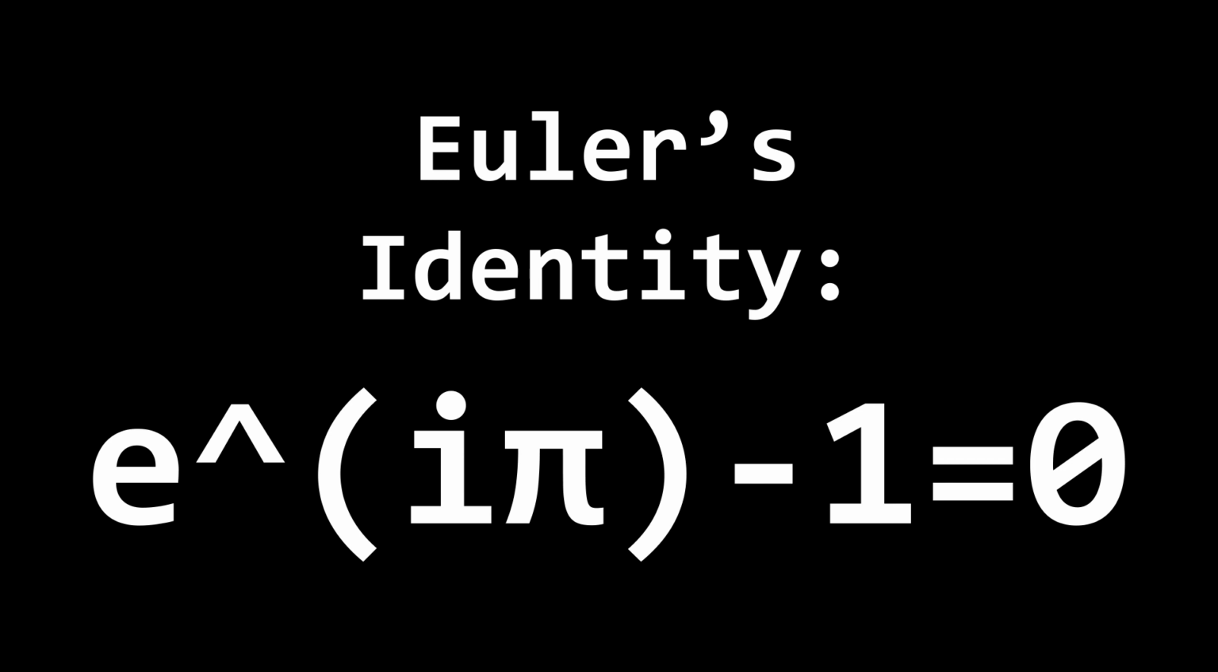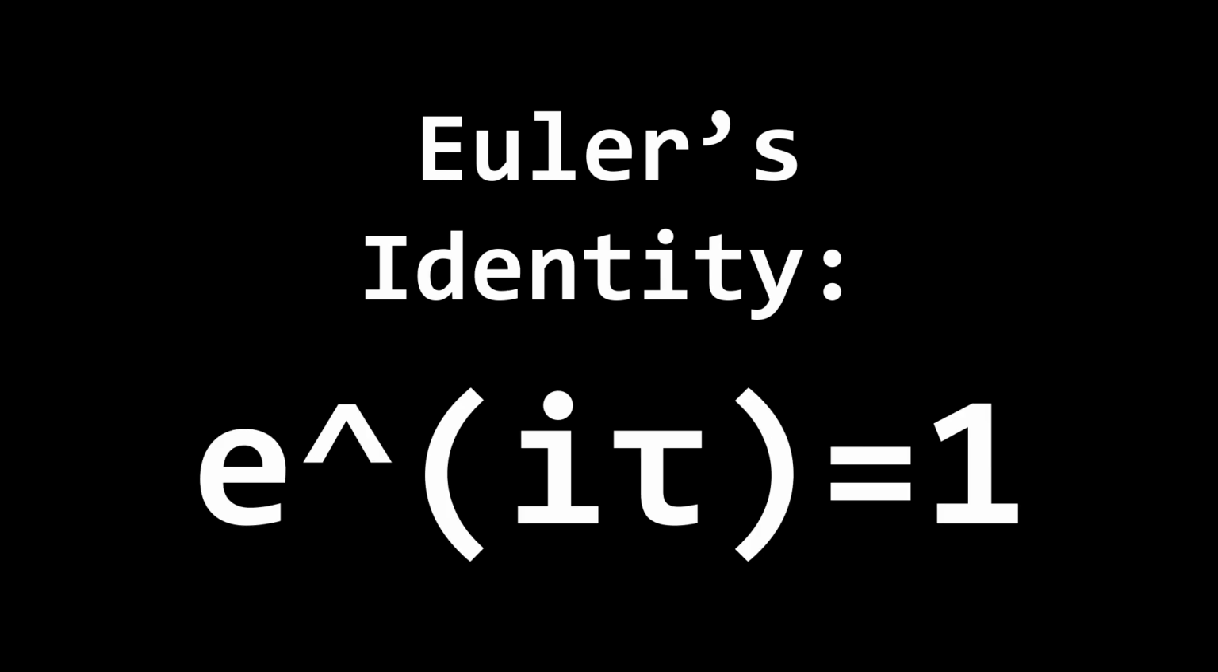But with the assistance of tau, it can be even more beautiful. If instead of pi, we have tau be theta, we get e to the i tau equals 1. You don't have to do any of the e to the i pi plus 1 equals 0. It's just 1. This simplifies it even further and is arguably even more beautiful than the traditional Euler's identity.